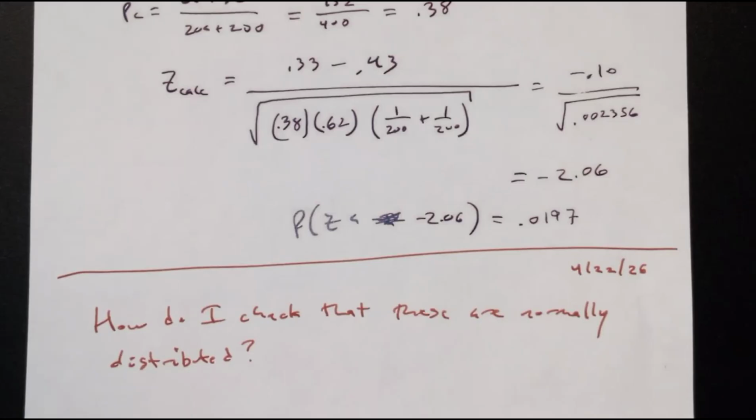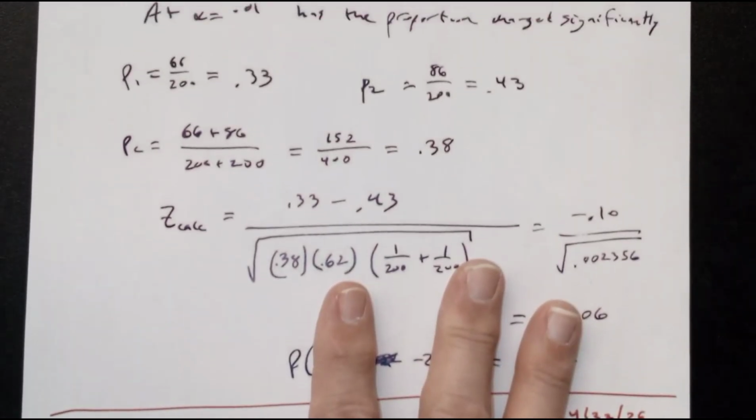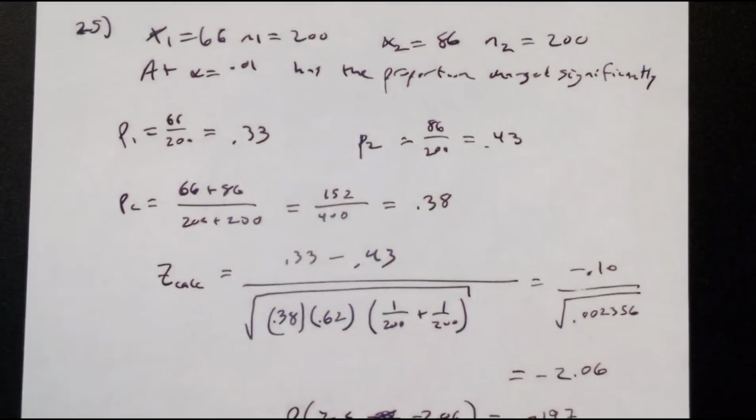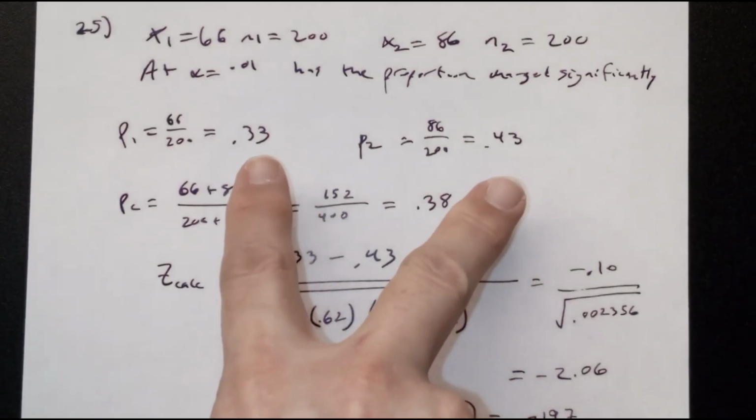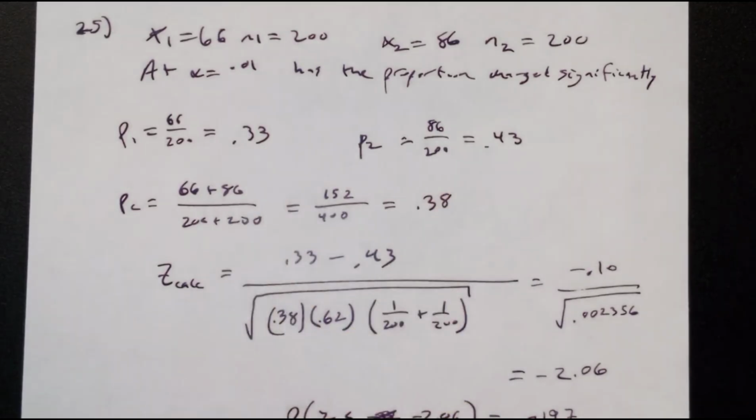We go back up here, because that's the data we started with. 66 out of 200 in year one, and 86 out of 200 in year two. And then we checked to see if those proportions were significantly different by using this z-score. And that use of the z-score required me to make the assumption that these were normal. Why am I allowed to make that assumption?